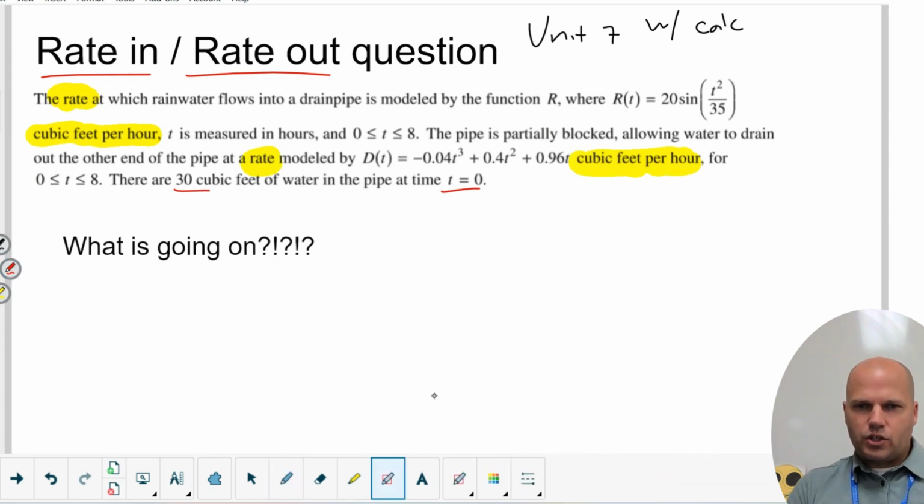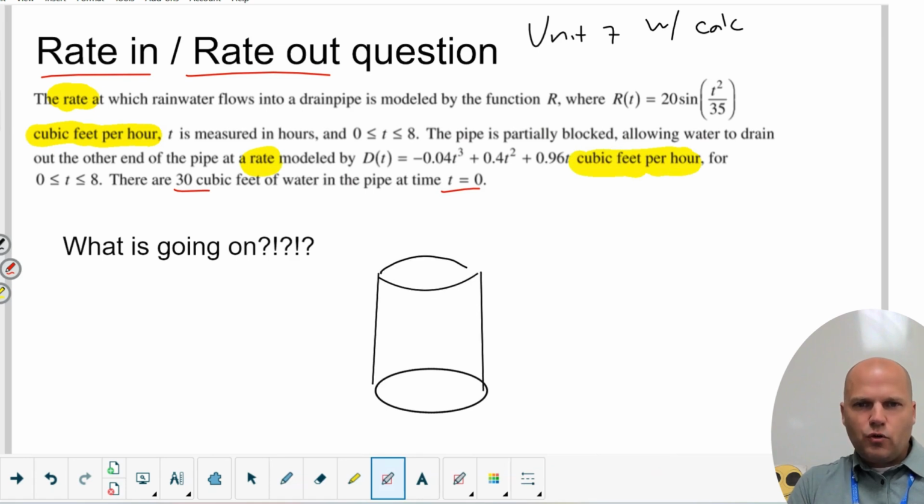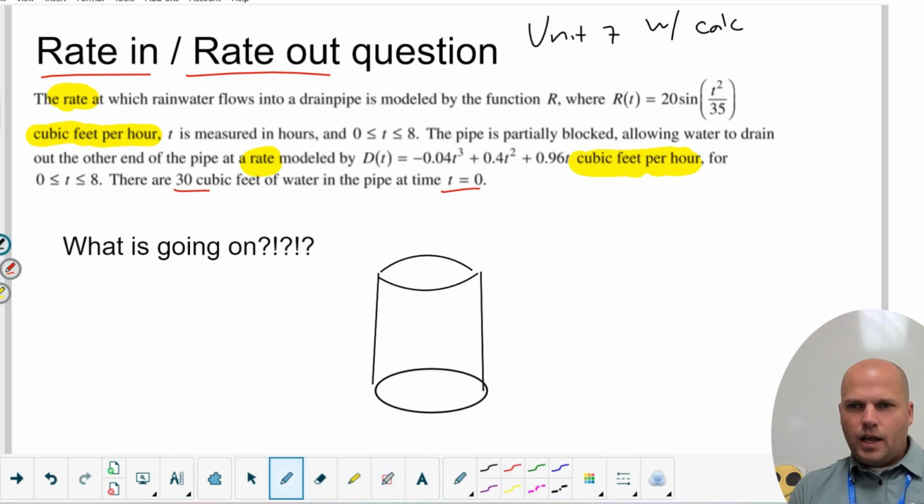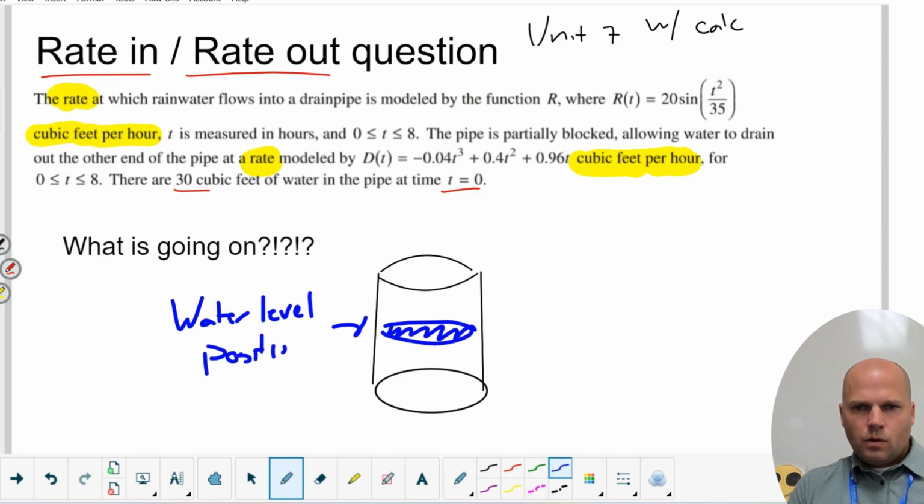Well, here's the situation. We have some sort of pipe, but there are two factors at play, and we are going to analyze some sort of position, this water level. Is the water level increasing or decreasing? When is this going to be the max water level, min water level, et cetera? What's happening with this pipe is that there's water flowing in and water coming out all at the same time. So water's coming in and water's going out.